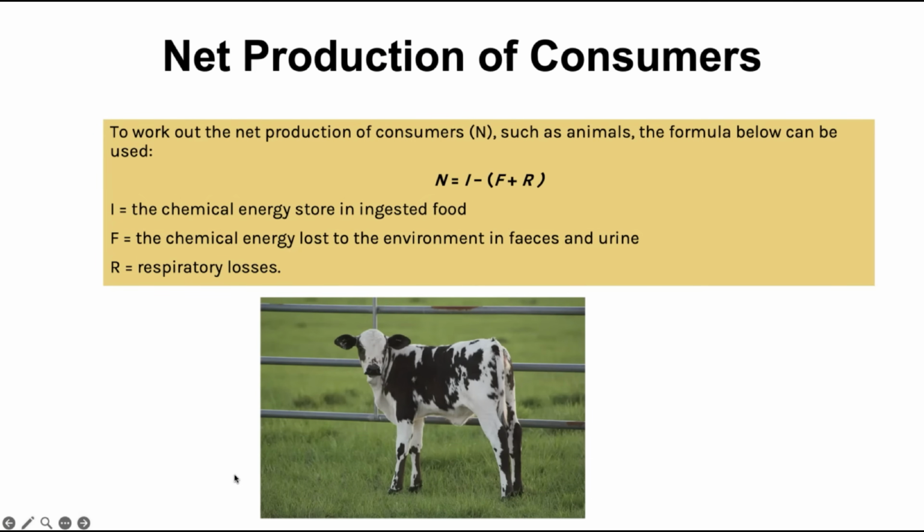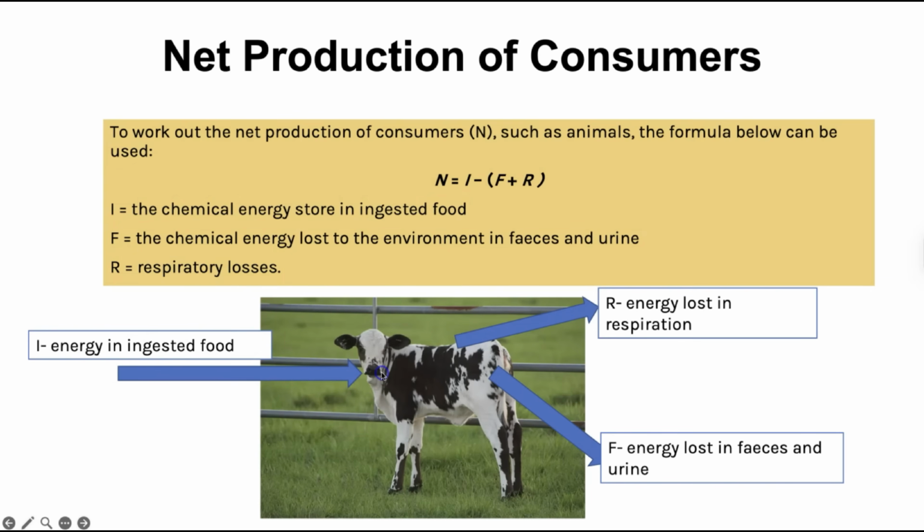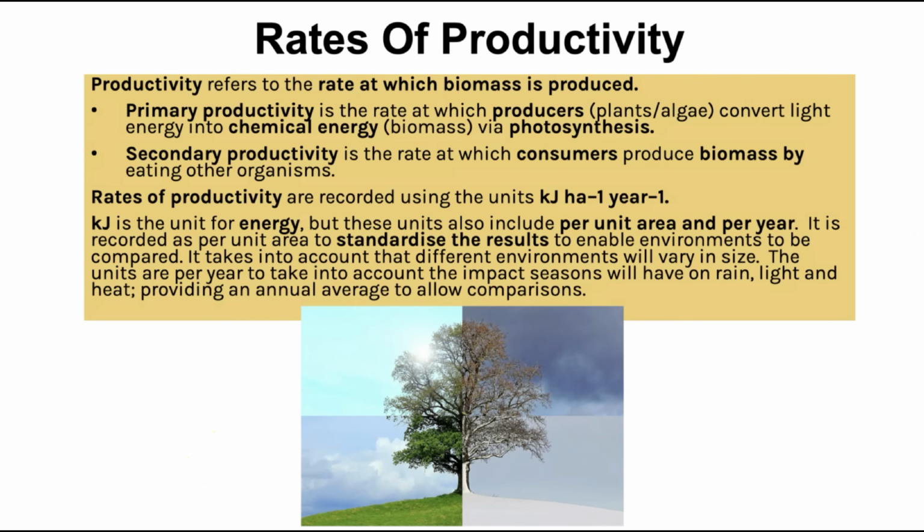Another equation you need to know is the net production of consumers in a food web. And to work out the net production of consumers, known as N in this formula, you would need to do I, which is the chemical energy stored in the ingested food, minus the energy lost. And animals can lose energy through feces and urine and respiration. So we can see we've got our energy input through the ingested food minus the energy lost through respiration and through feces and urine.